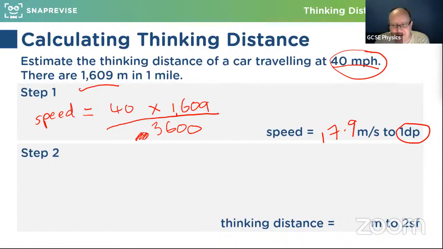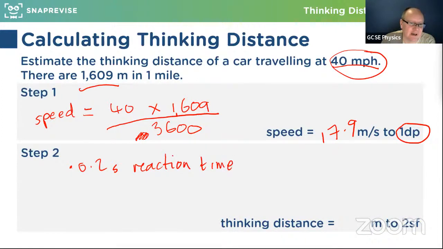So step two then, to calculate the thinking distance, is we need to start off by estimating the reaction time of the driver. So we can pick a number between our estimated range of 0.2 to 0.9. We're going to assume that, let's say, 0.2 seconds is the reaction time of this driver. You could pick any sensible number, so anything in the range of about 0.2 to 0.9. As long as you then do the calculation correctly after that, you'll be fine.